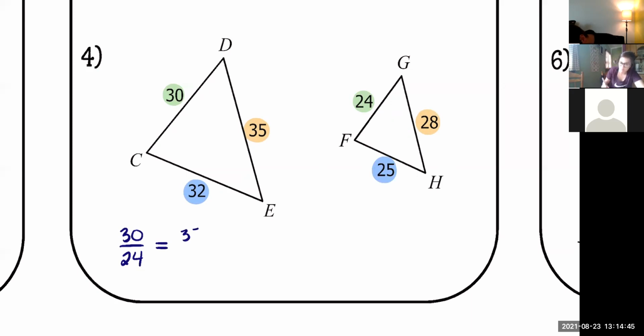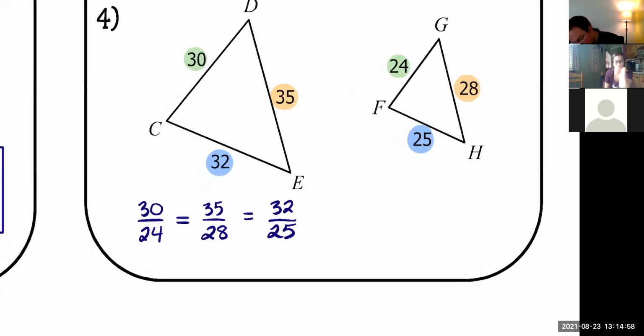So 35, 28, 32, and 25. Except, let me think there, 30 over 24 simplifies to, if I take a 6 out, 5 over 4. 35 over 28, I could take a 7 out, which would be 5 over 4. Well, that's looking good. 32 over 25. Shoot, 25 only has factors of 1, 5, and 25.